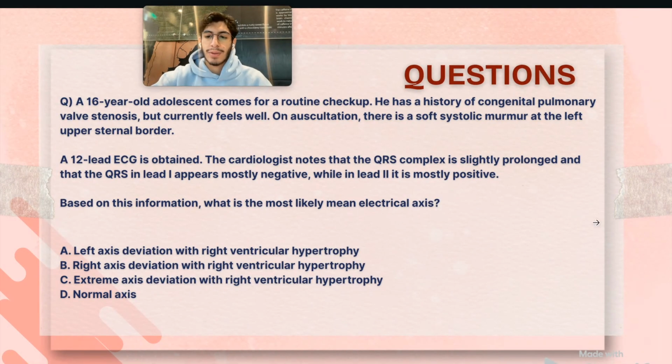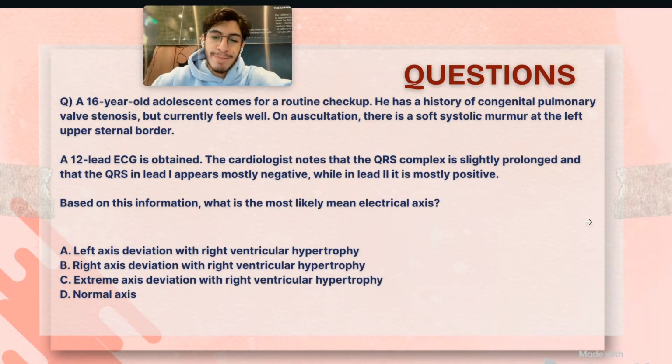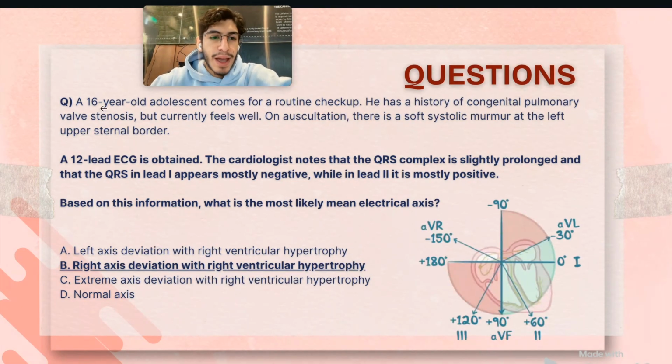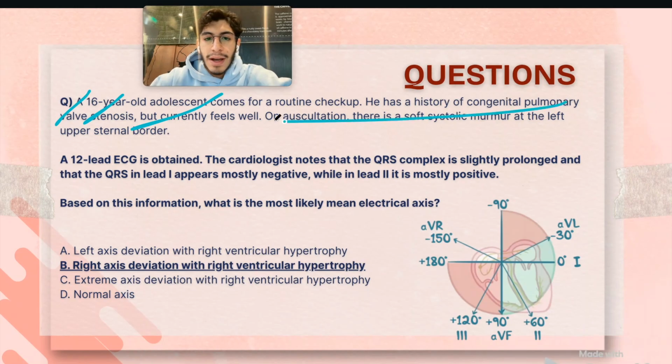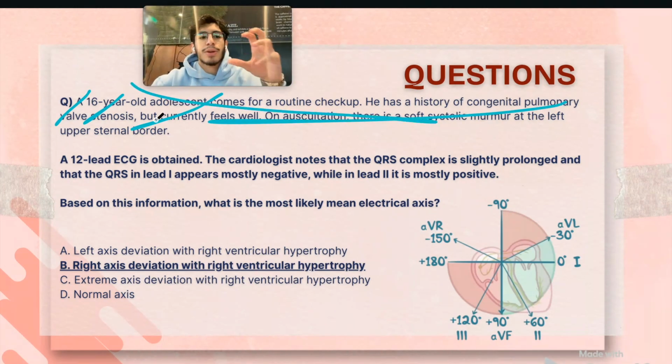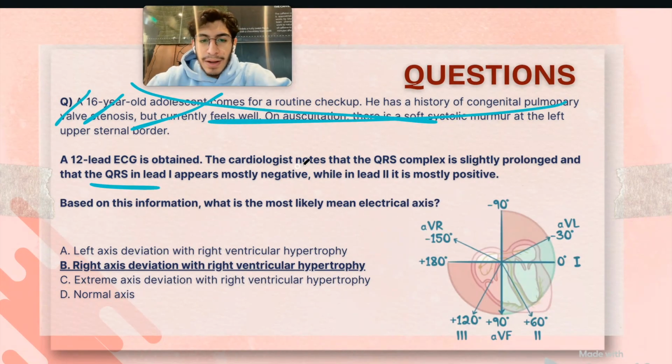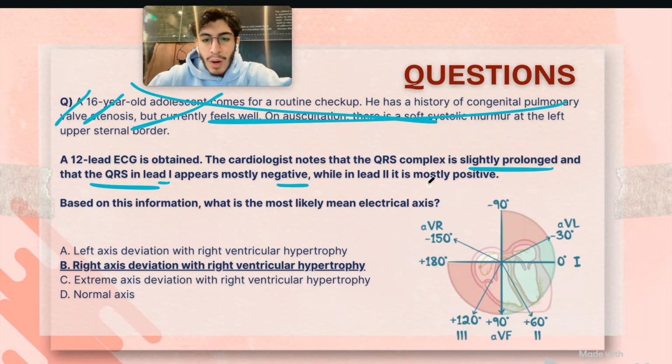I'll give you 1 second to solve it. Okay, let's look at the question. A 16-year-old adolescent comes for a routine checkup. The entire first part is not necessary. You can use the congenital pulmonary valve stenosis or auscultation points, but you only need this part to solve it. Slightly prolonged QRS means there's a hypertrophy somewhere, and lead 1 appears negative, while lead 2 is positive. That's all you need.